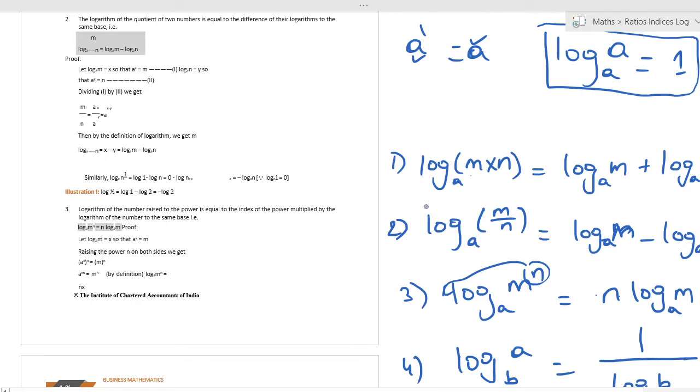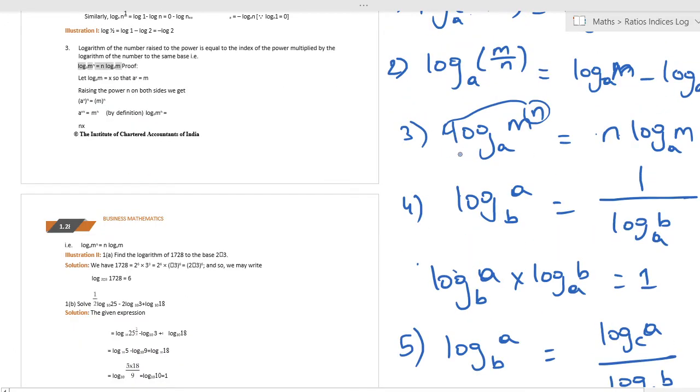So the first formula in logarithm is log mn equals log m plus log n. Log m by n is equal to log m minus log n. Log m power n: if you have m power n, this power n will come in front and it becomes n log m. Log a to the base b can be written as 1 by log b to the base a. So if we send this across, log a to the base b into log b to the base a will become 1.